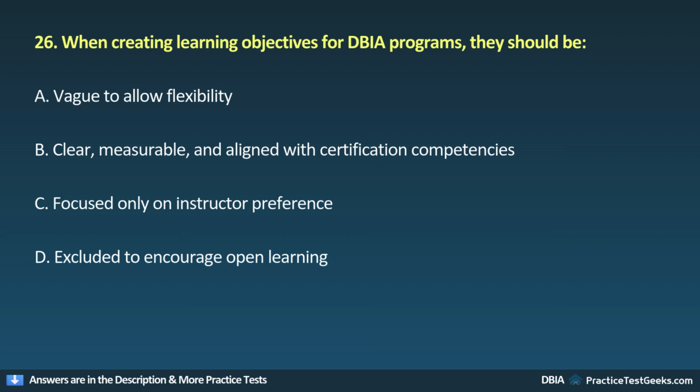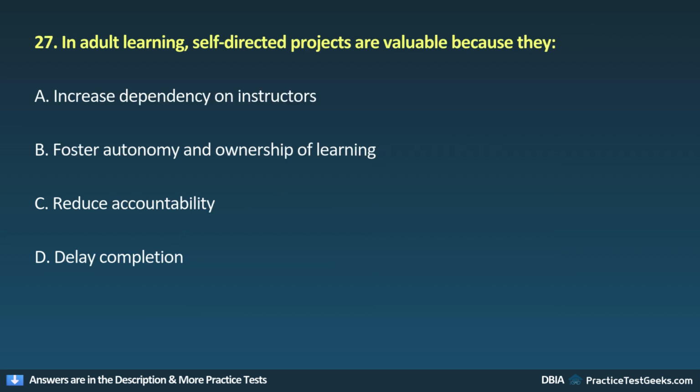26. When creating learning objectives for DBIA programs, they should be A. Vague to allow flexibility. B. Clear, measurable, and aligned with certification competencies. C. Focused only on instructor preference. D. Excluded to encourage open learning.